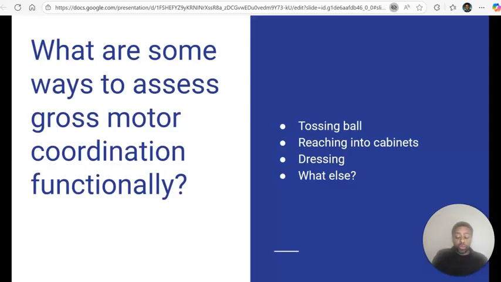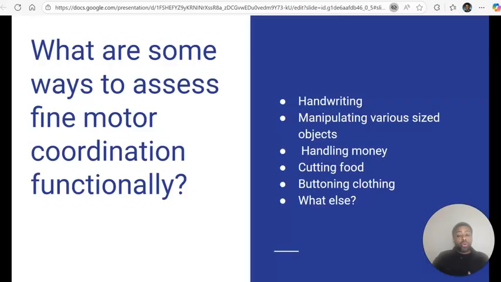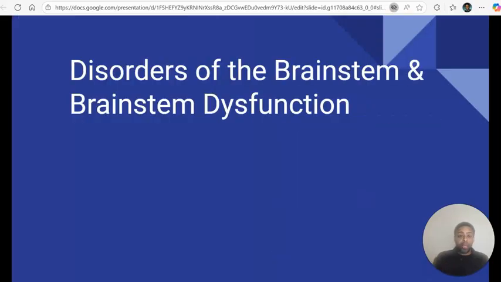So there are a lot of functional ways in which we can assess a person's gross manual dexterity, gross motor coordination, fine motor coordination. From a fine motor coordination standpoint, handwriting, manipulating small objects, buttoning buttons, zipping up zippers, cutting food, handling money. Those are different ways in which we can look at a person's coordination, but also how a person's coordination deficit may impact functional engagement. Because at the end of the day, what we're focusing on is the person's capacity to engage in functional activities, and how we can improve their capacity to do so.